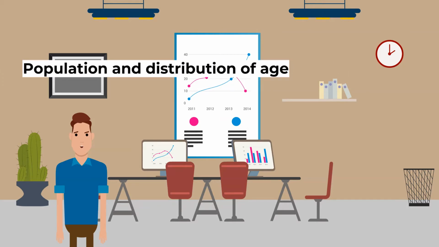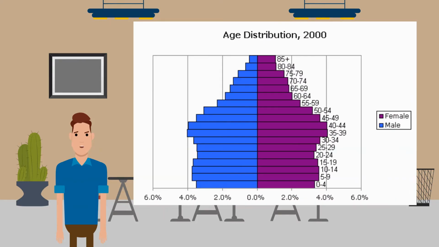Secondly, population and distribution of age. A high population will mean there is a large supply of labor. The distribution of age is important, as there need to be many people of high working age to ensure there is lots of labor. Migration plays a role in determining the workforce, since many migrants are of working age and come to the UK to work.